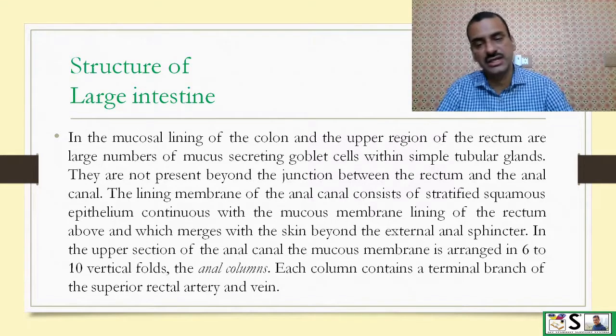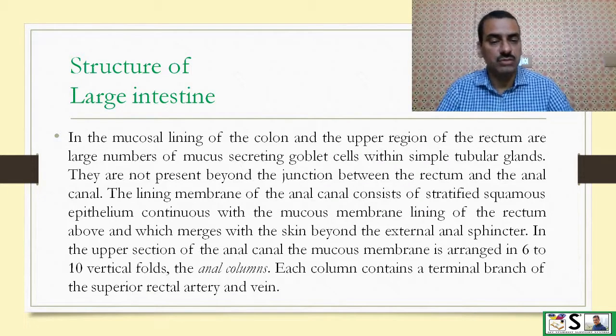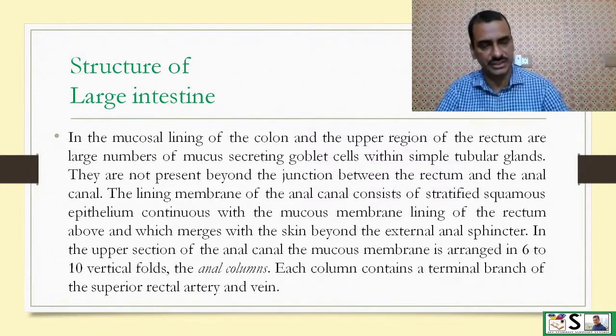In the upper section of the anal canal, the mucous membrane is arranged in 6 to 10 vertical folds known as anal columns. Each column contains a terminal branch of the superior rectal artery and vein.